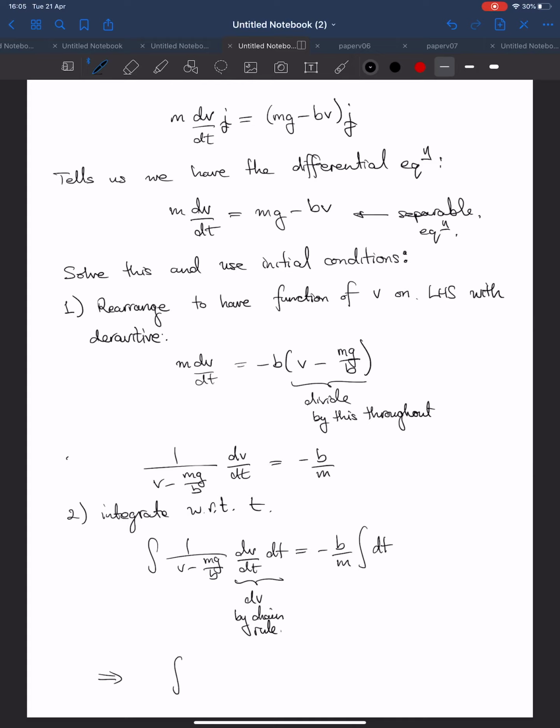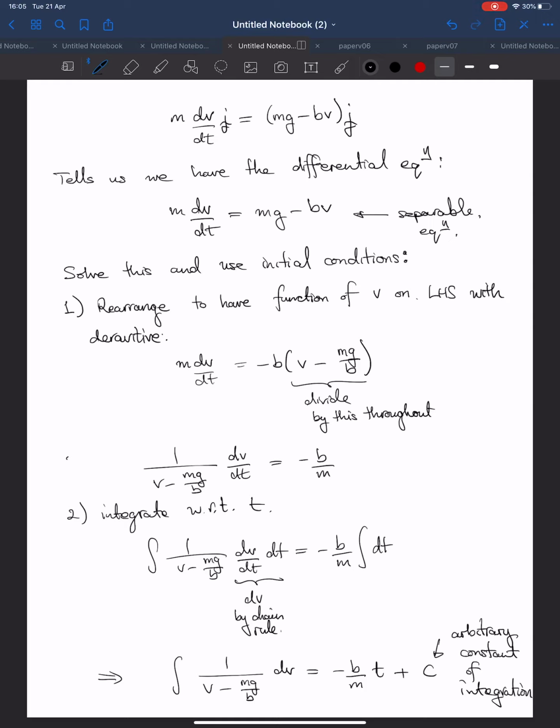So we have the integral of 1 over v minus mg over b dv. So that's an integral of a function of v, equals minus b over m t plus c, and this is an arbitrary constant of integration, and we can find this using initial conditions. Okay, so this is what we'll do. So what do we get?